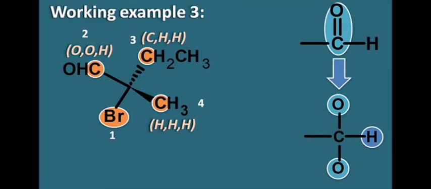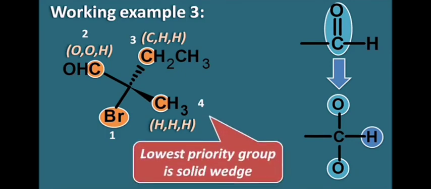Now we have to check what is the lowest priority group. Here the lowest priority group is the CH3. The lowest priority group is here attached with the solid wedge. It is not present on the dashed line. So we cannot assign the R and S configuration as it is, and we have to make sure that the CH3 group is attached to the dashed line. So how can we do that?